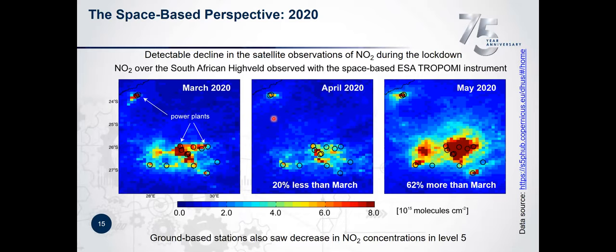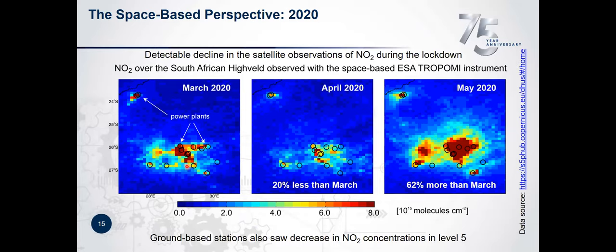And so first, looking at the space-based perspective in 2020, sorry, the map isn't on here, I forgot to put that. This is Gauteng and Mpumalanga, and then you can see the Waterberg plants up here. So this is using TROPOMI. This is looking at the tropospheric column of NO2. Remember, NO2 is a pollutant itself, and it's also a precursor for ozone.